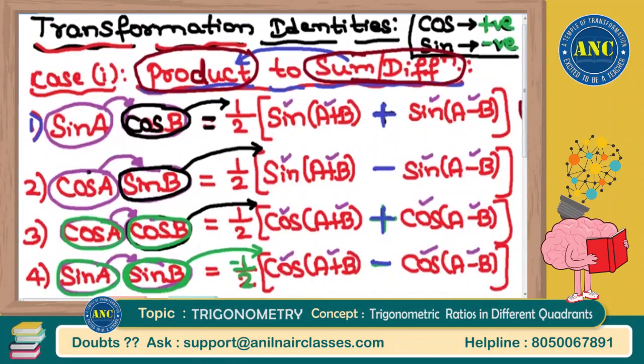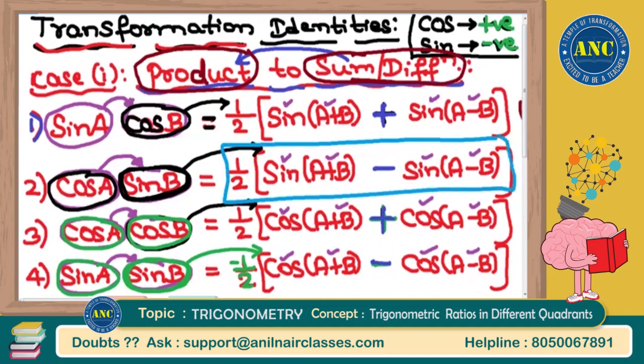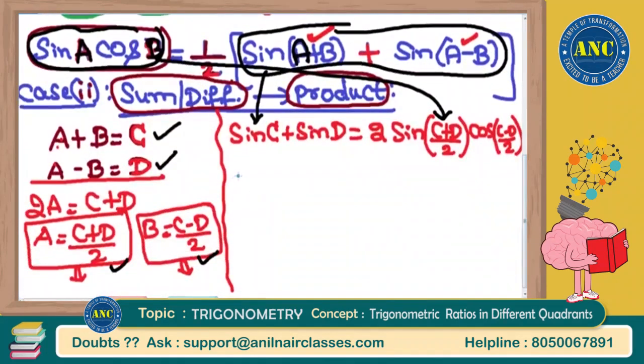Suppose I take my second case, cos A sin B. Now try to tell me the answer right now, sir. Very easily you can tell me. What should be written on the left hand side? This right hand side value should be written on the left hand side. Forget about this half. This 2 I will anyway cross multiply. Right now, A plus B replace with C, I will get sin C. A minus B replace with D, I will get sin D. This value I will put on the left hand side. That means it becomes sin C minus sin D.